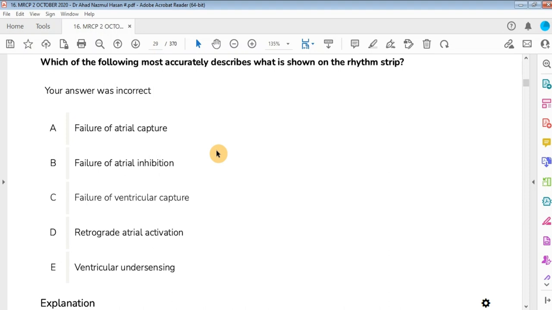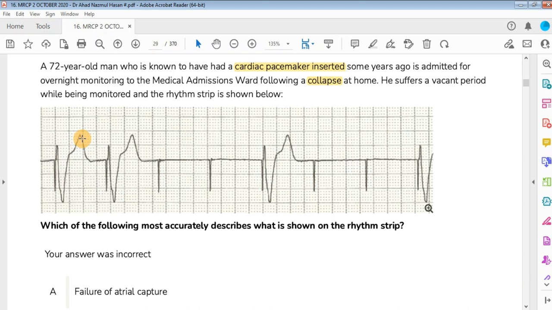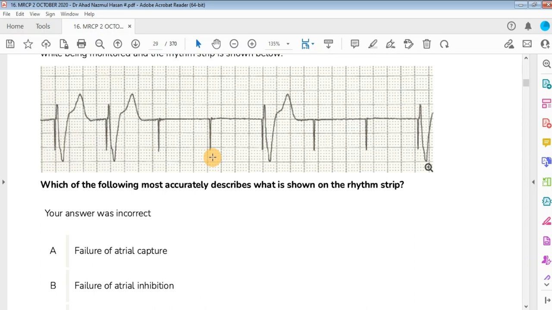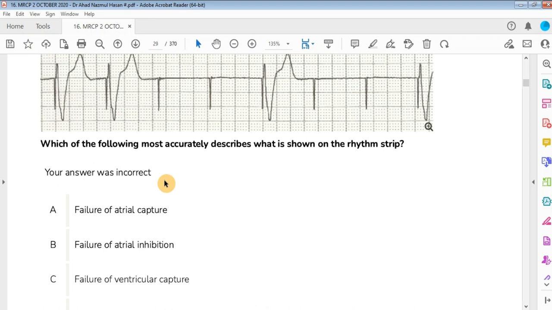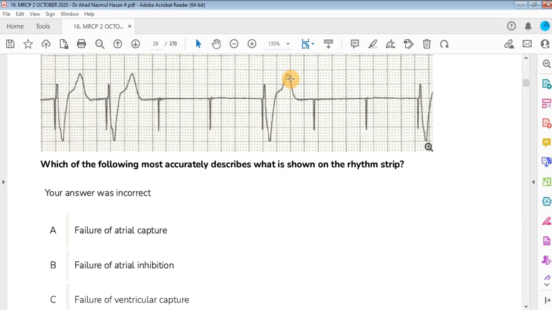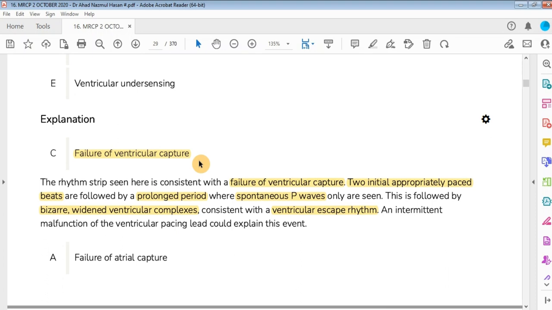If you look at the ECG strip here, there is a bizarre pattern of the QRS complex. Initially we are getting the P wave here, and there is a long delay, and in between the long delay only P waves are seen. So this points towards failure of ventricular capture. In failure of atrial capture, there will be an absent P wave, but here the P wave is present. In failure of atrial inhibition, the patient will have atrial pacing spikes. So there is a long gap here, only P waves are being seen, and there is a bizarre pattern of the QRS complex. All this points towards failure of ventricular capture. The rhythm strip seen here is consistent with failure of ventricular capture.